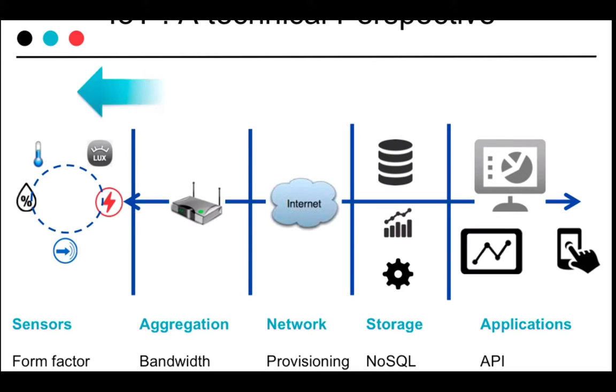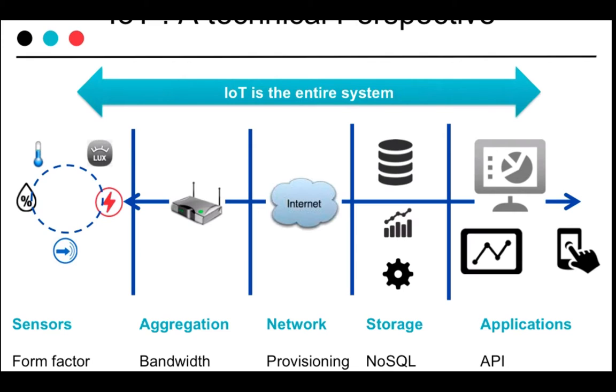And the important thing that many do not realize is that IoT is the entire system. It is not just the hardware, it's not just the sensors, it's not just the application, it's not just the storage. Unless all your layers work together, your IoT will not work. This is the tricky part, and this is what is challenging in many IoT systems today.